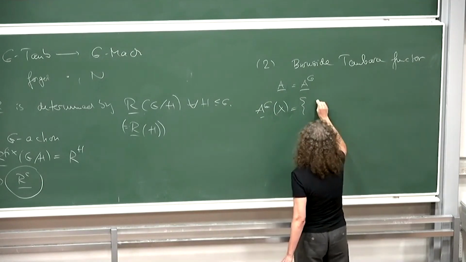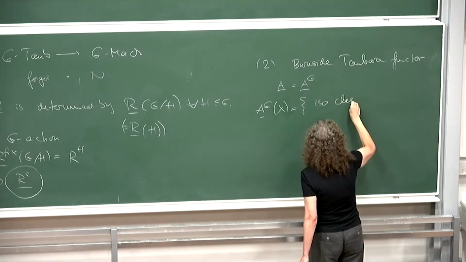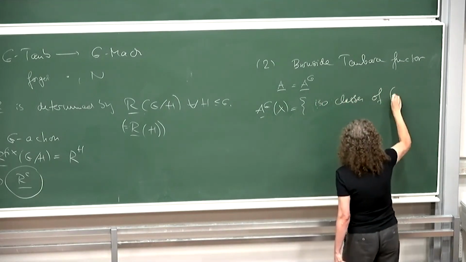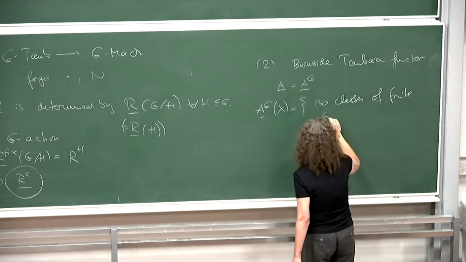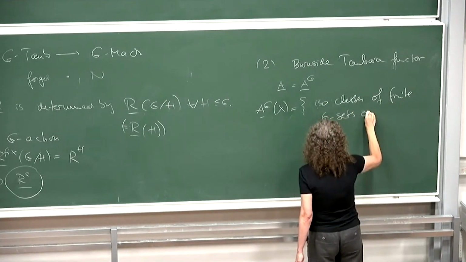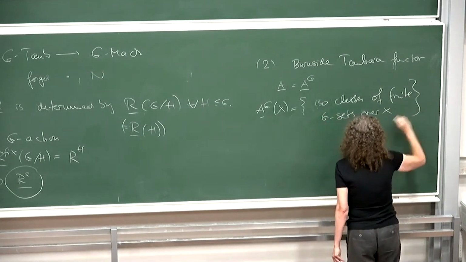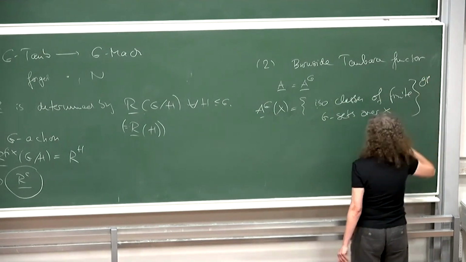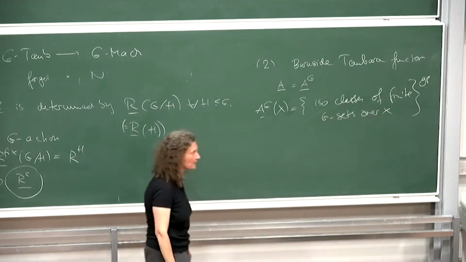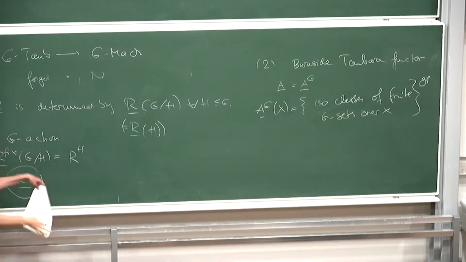So isoclasses of finite G-sets over X. And then you group complete. I mean, you have a sum in this category just induced by a disjoint union, and then you can group complete this.